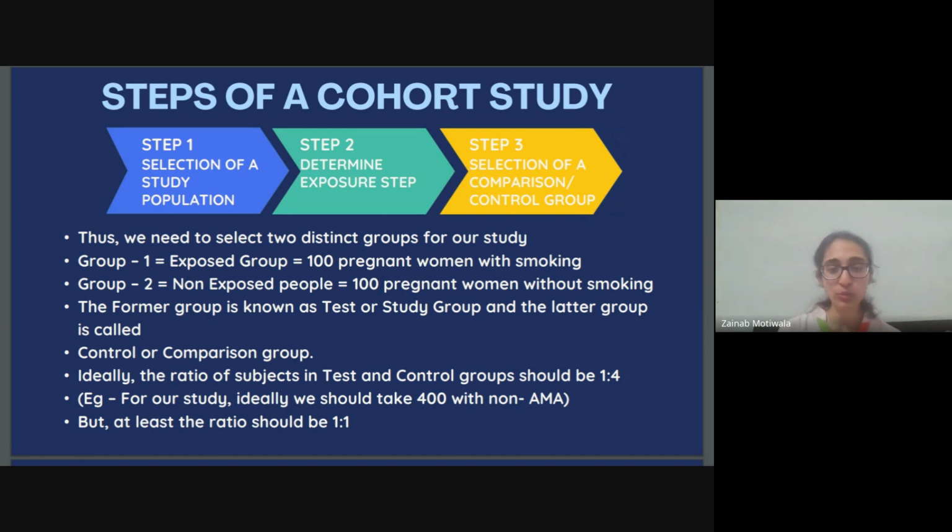Normally, between the two groups, we would like a ratio of 1:4 between test and controls, but there should be at least a ratio of 1:1 among those patients.